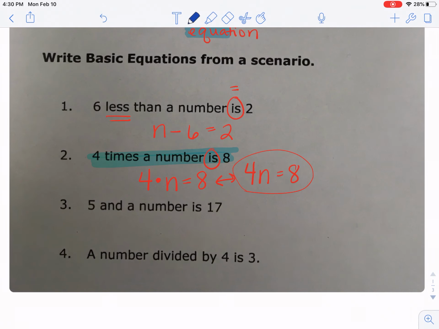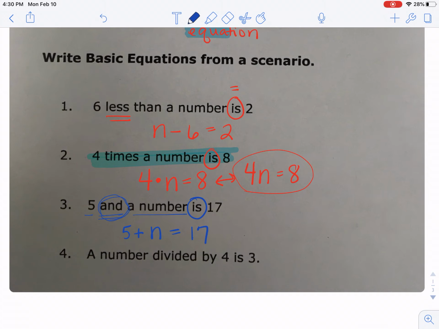All right, let's look at the next one. We have got 5 and a number. What do you think the word and means in this situation? Is it going to be adding, subtracting, multiplying, or dividing? If you said adding, you're correct. 5 and a number, and then is our equal sign, 17.